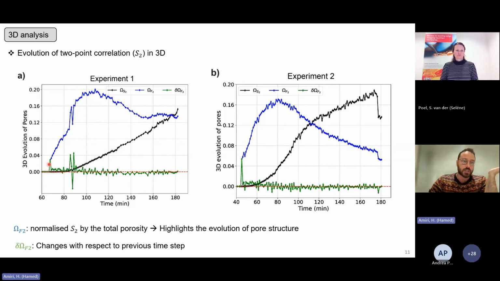If you look at it here, you can see again at the beginning you have a rapid evolution, but then you have a change of behavior and it starts to decrease. At some point, it stabilizes again. A similar pattern you can see in experiment 2, except that here it continues to decrease until the end of the experiment, when we have a sharp drop in the curves, which shows that a big precipitation is happening at the end of this experiment.